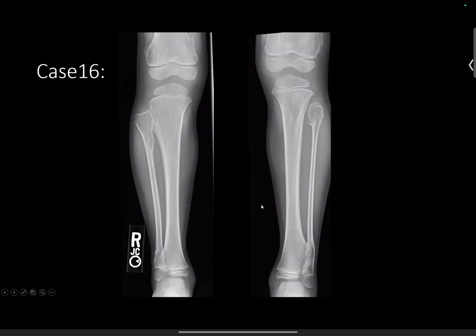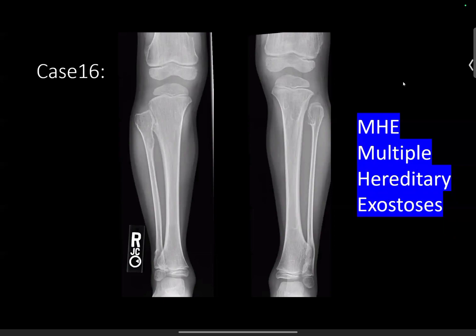Now we're going to get into some more challenging cases and think about lesions with multiple lesions, okay? So we have multiple lesions that all look the same. They are basically bony outpouchings, right? Bony outpouchings in the metaphysis of all the visualized metaphyses. This was multiple hereditary exostosis.